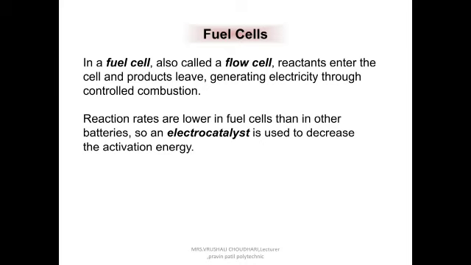So we have generated a new type of cell called a fuel cell, which directly converts chemical energy into electrical energy. A fuel cell is also called a flow cell. Reactants enter the cell and products leave, generating electricity through controlled combustion. Combustion means the process in which heat energy is produced. But here we are not generating heat energy, we are generating electricity.